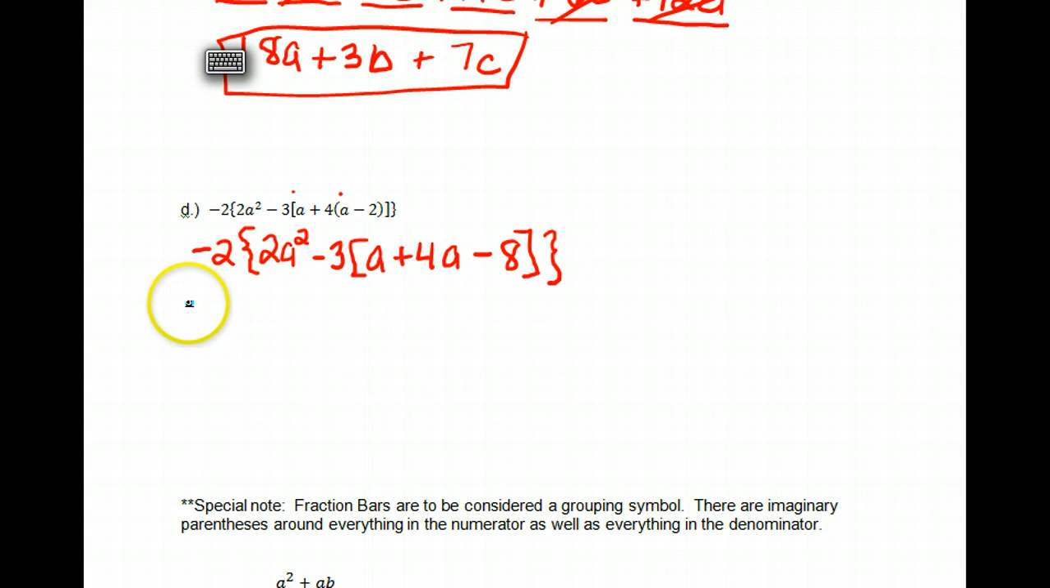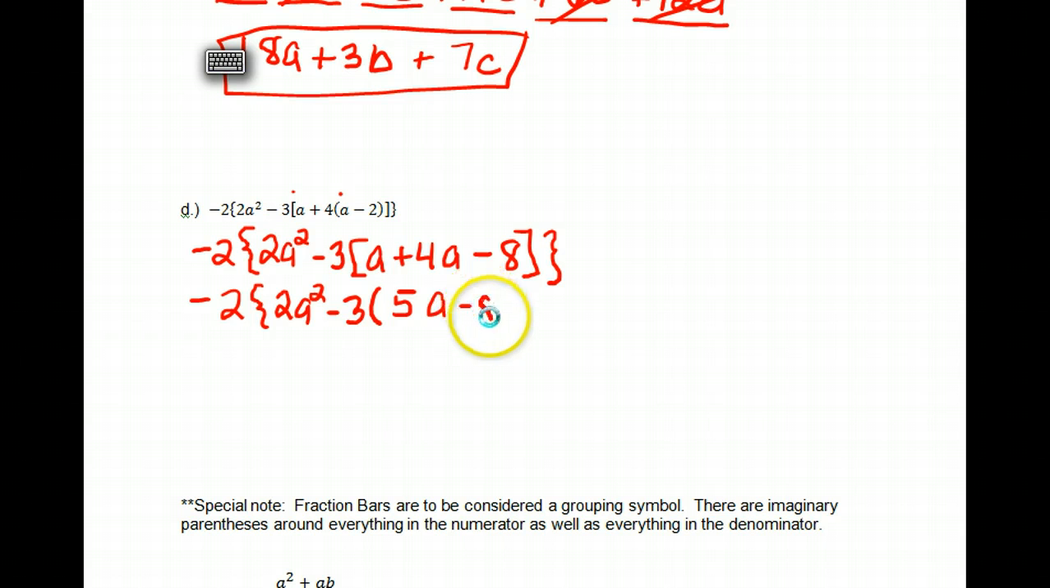The next step after you have distributed and simplified is always to check to see if you can combine like terms. And we can. In this step, I'm also changing my bracket back to a parenthesis. It's just a personal preference. You can combine 1a and 4a. They're going to make 5a minus 8. Change my bracket back to a parenthesis. Again, that's just personal preference. You don't have to do that. Now on the inside, you have your 5a minus 8.